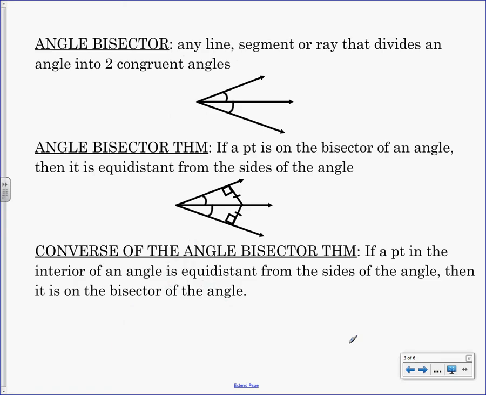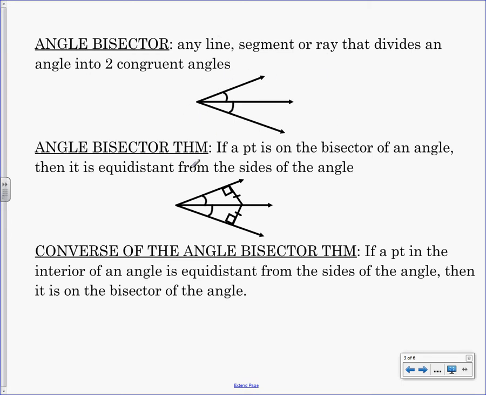Angle bisector, again, by now, I should be able to show you this picture and be like, hey, what is that a picture of? And you'd say, oh, that looks like an angle bisector, right? Because it cuts the angle into two congruent pieces. So it's any line, segment, or ray that divides an angle into two congruent angles. Angle bisector, not new, okay?